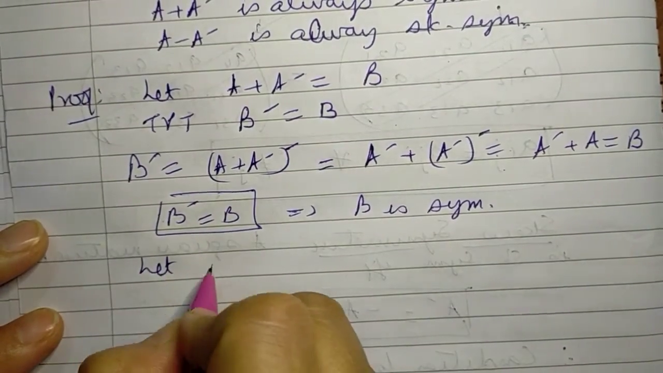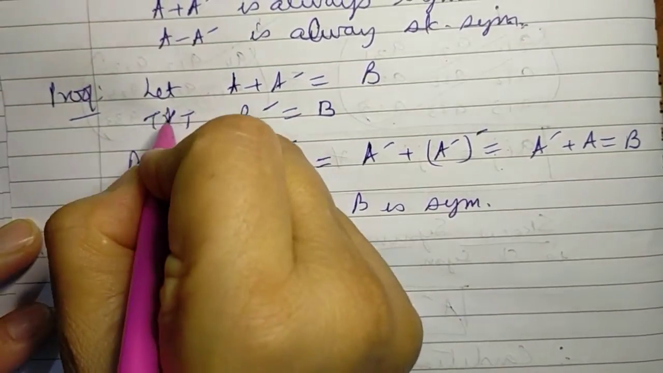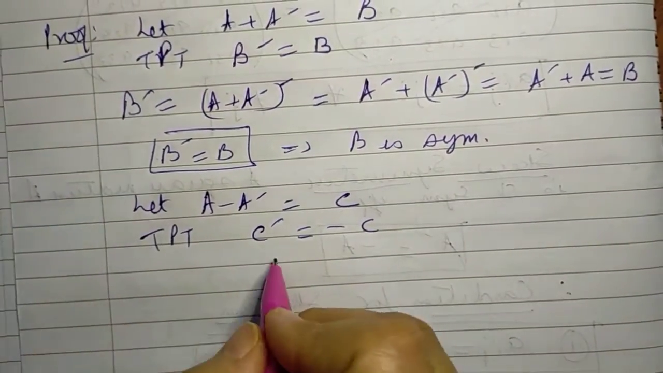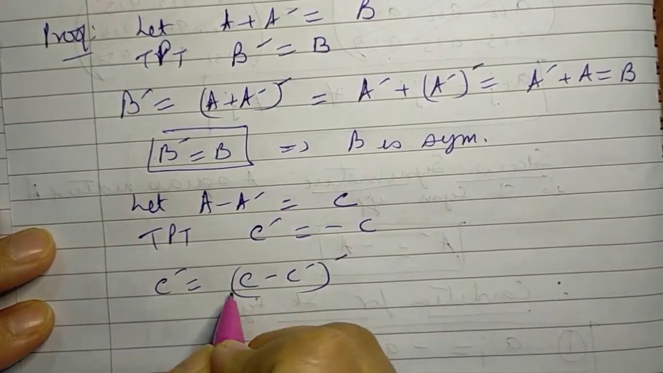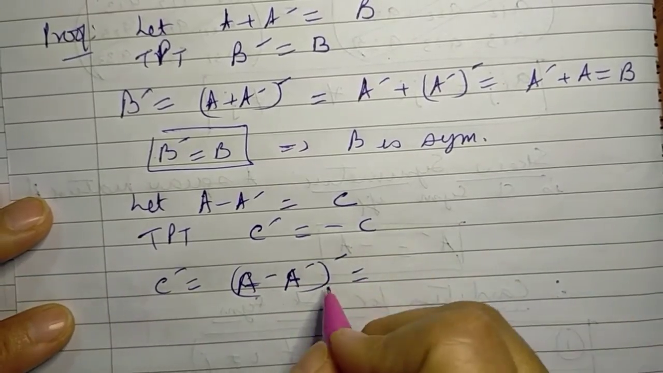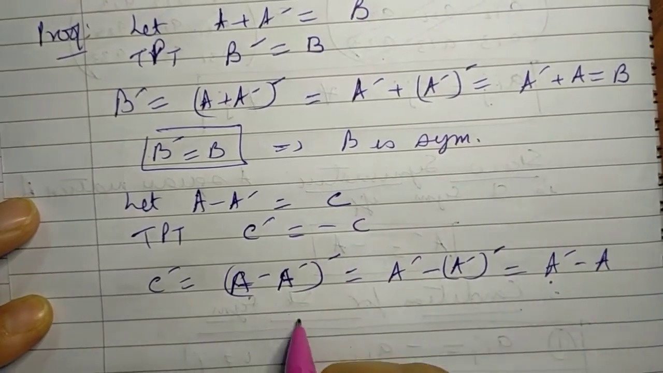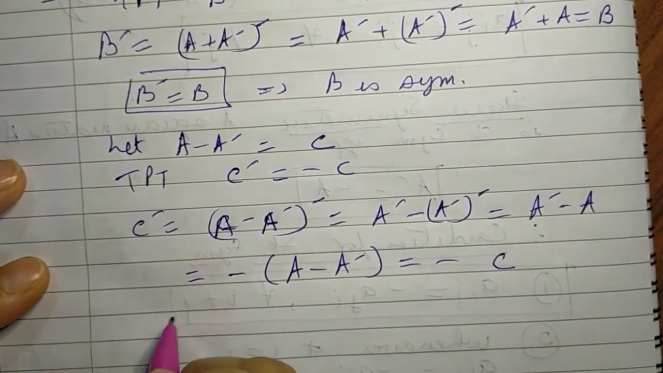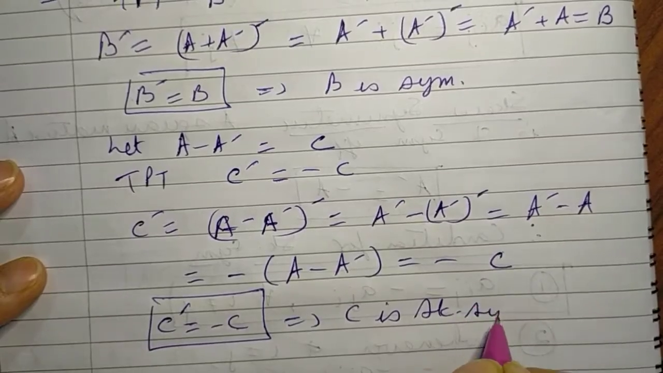In the same way, let A minus A transpose be another matrix C. To prove that C transpose equals minus C, we can write C transpose as A minus A transpose whole transpose, which, again applying properties of transpose, is equal to A transpose minus transpose of A transpose, that is A transpose minus A. Taking minus common, we get minus of A minus A transpose, which is minus C. So we have got C transpose is minus C. It implies that C is skew symmetric.